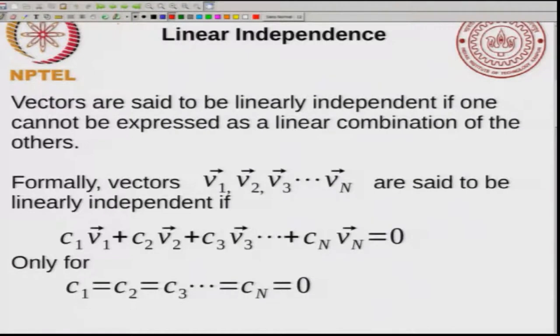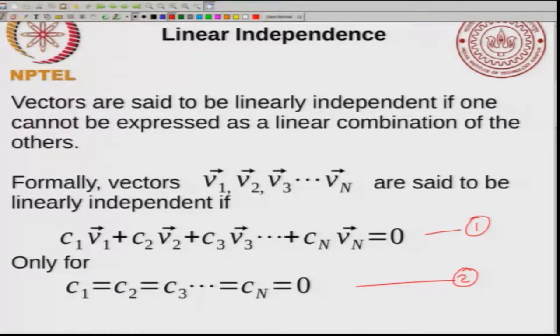Formally, the way you define linear independence is that if you have a set of vectors v1, v2, v3 up to vn, you say that these vectors are linearly independent if the statement c1 v1 plus c2 v2 plus up to cn vn equal to 0 is only valid when c1 equal to c2 equal to c3 equal to cn equal to 0. Here c1, c2 up to cn are real numbers, and this first relation will always hold whenever c1 equal to c2 equal to c3 up to cn equal to 0.